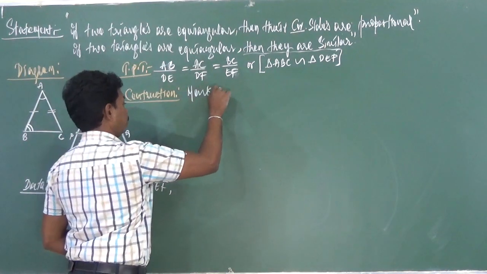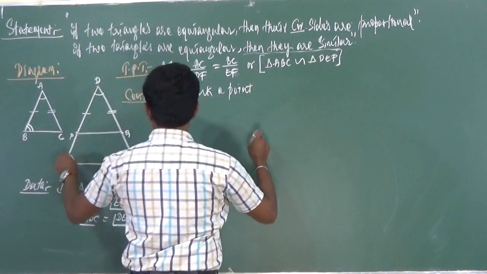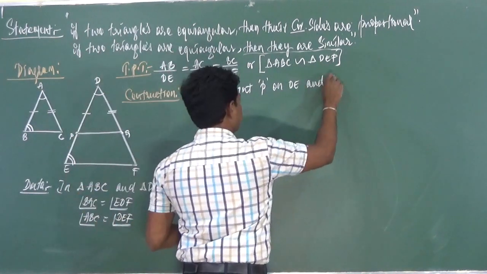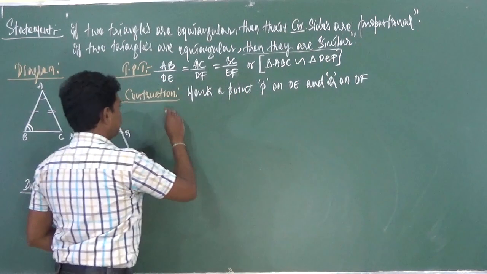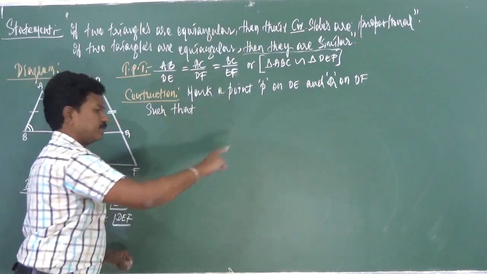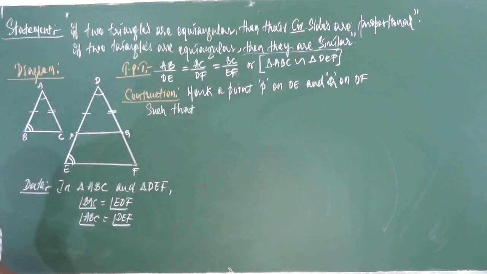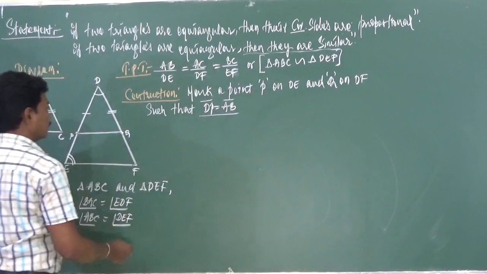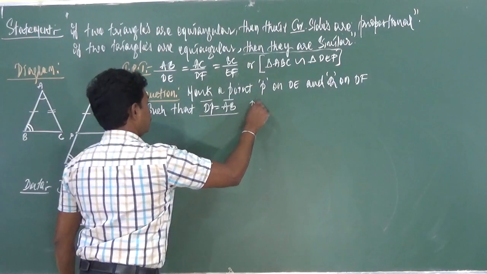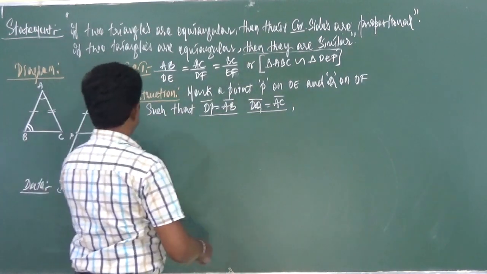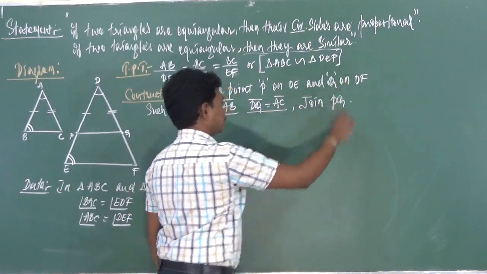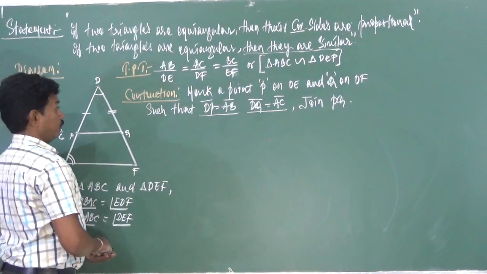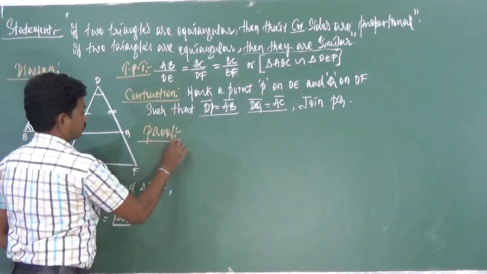So mark a point P on DE and Q on DF, right, such that, you have to use the same statement, same words, don't change anything, such that DP is equal to AB, this is very important, I will underline this, and DQ is equal to AC, very important again, right, join PQ. So this is the construction part, and by using this you can prove either this or that. So let us get into the very important part of the theorem, that is the proof.